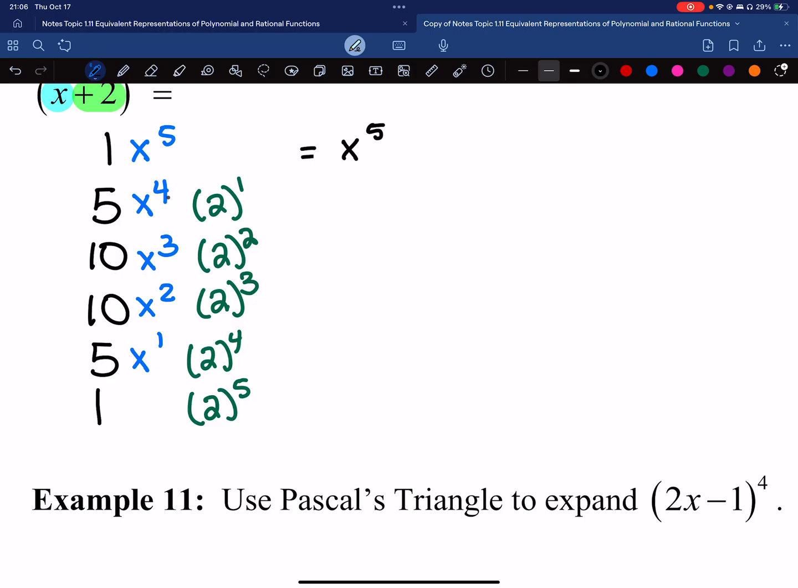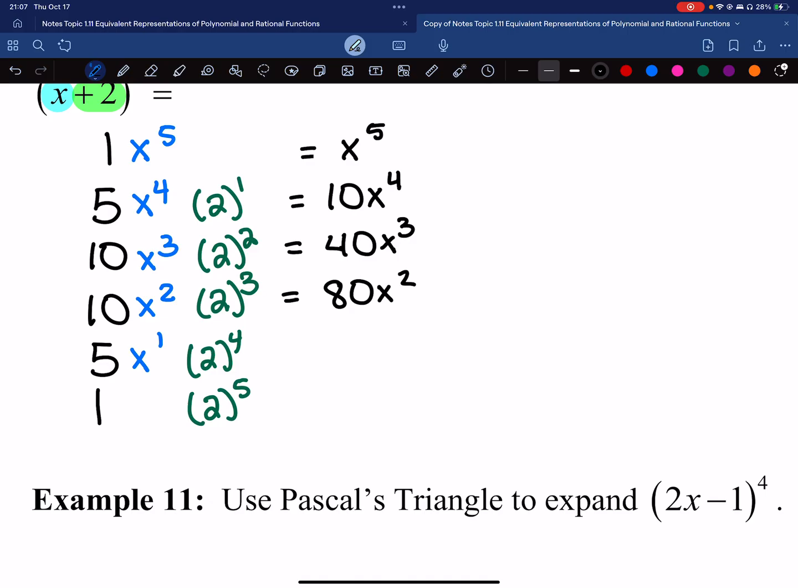5 times x to the 4th times 2: 5 times 2 is 10, x to the 4th. So really you just need to focus on multiplying the numbers out. Okay, the next one, we're going to take 10 times x cubed times x squared. Well, 4 times 10 is 40, and then it's an x cubed. We have 10 times x squared times 2 to the third. 2 to the third power is 8. 2 times 2 is 4, times 2 is 8, times 10, that is 80x to the second power.